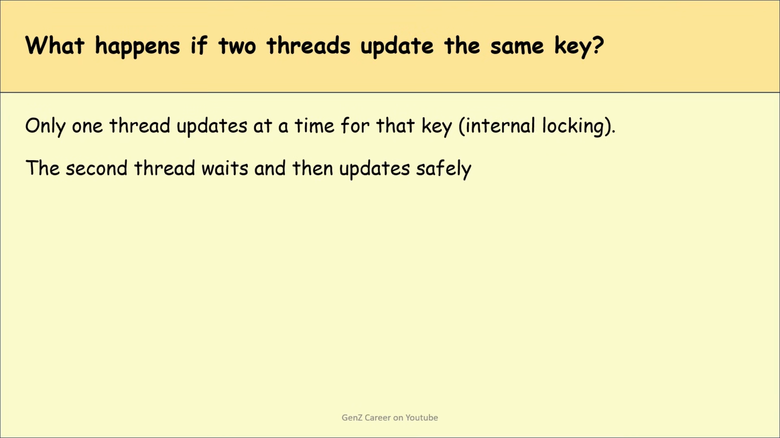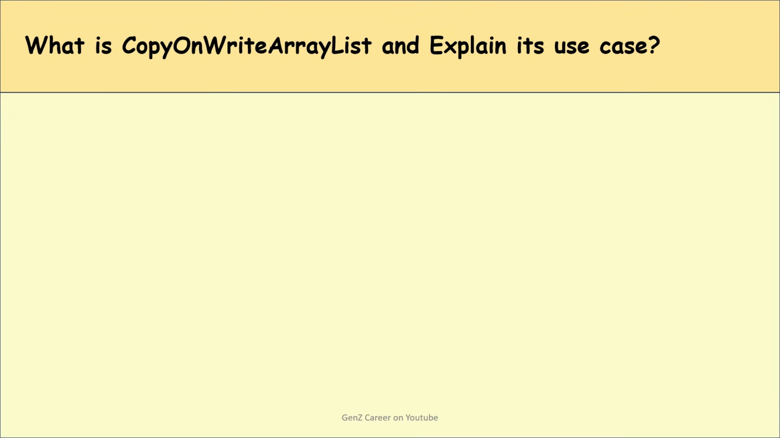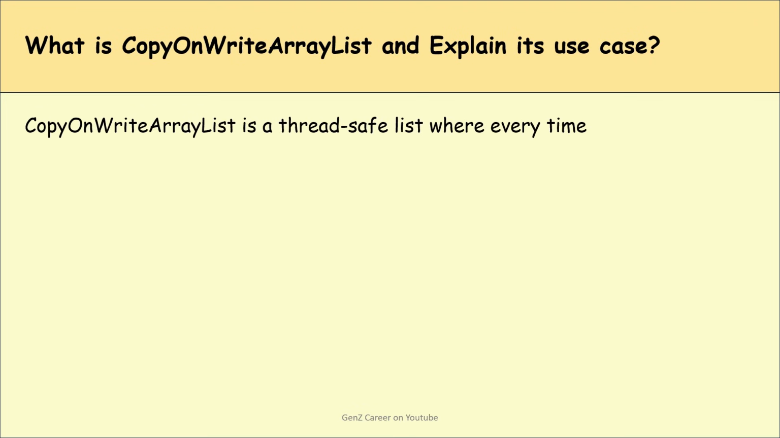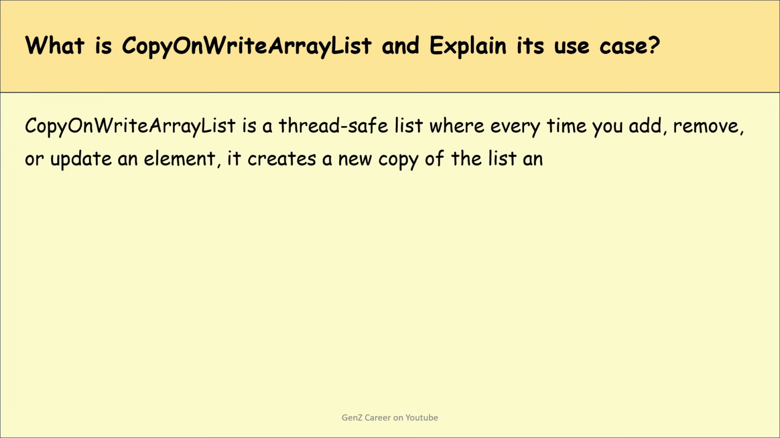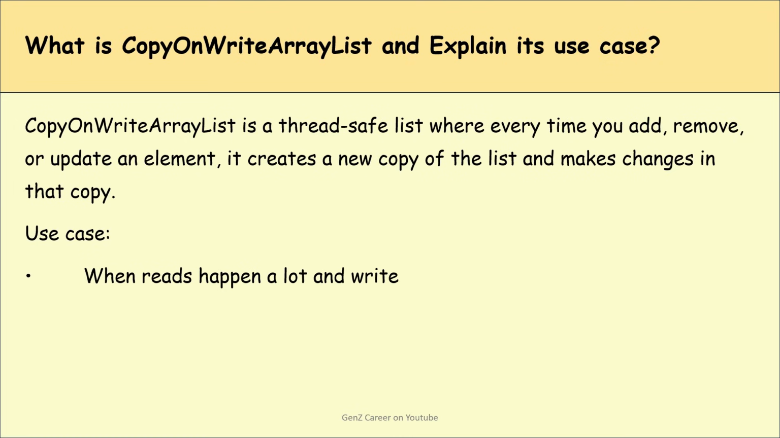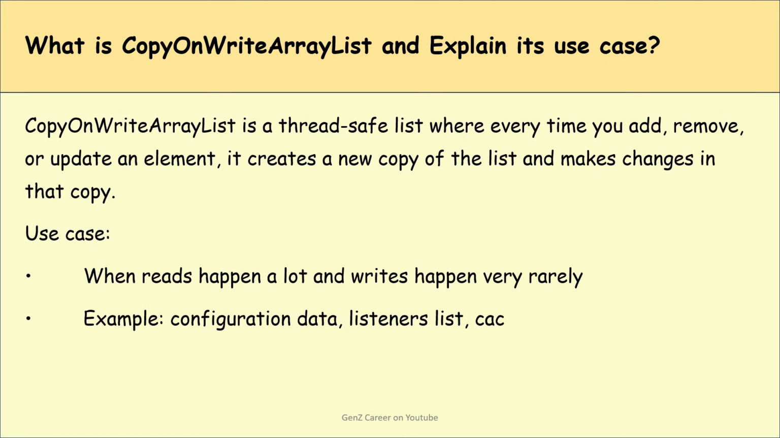Next question is, what is CopyOnWriteArrayList and explain its use cases? CopyOnWriteArrayList is a thread-safe list where every time we add, remove, or update an element, it creates a new copy of the list and makes changes in that copy. Let me tell you the use case: when reads happen a lot and writes happen very rarely. Examples: configuration data, listener list, cache readers.